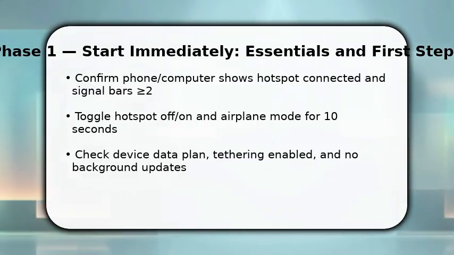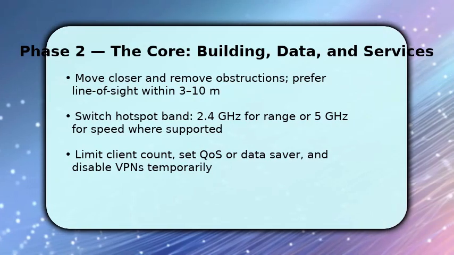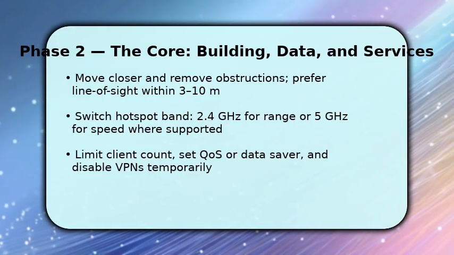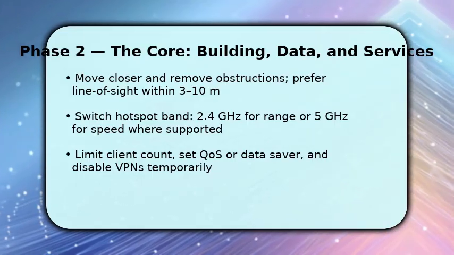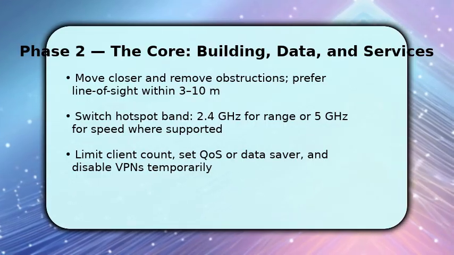Now optimize the path and the wireless settings. Physically move the client closer to the hotspot, removing obstructions, since distance and walls cut throughput. Next, change the hotspot band. Select 5 GHz if both devices support it for faster rates, or 4 GHz for better range. This affects interference and channel congestion.